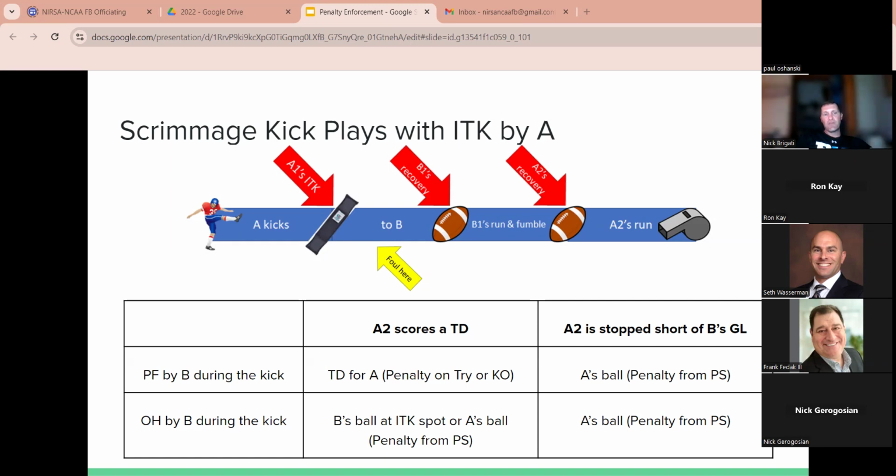In the case in which this were, say, a hold by B during the kick, and A2 scores a touchdown, in that case, A does not get to keep the ball. In fact, it's going to be B's ball at the spot of illegal touching, or A's ball from the previous spot. Those are the situations. But A doesn't get to keep the touchdown here. If A2 is stopped short of B's goal line, then it's A's ball with a penalty from the previous spot for the reasons I mentioned previously.